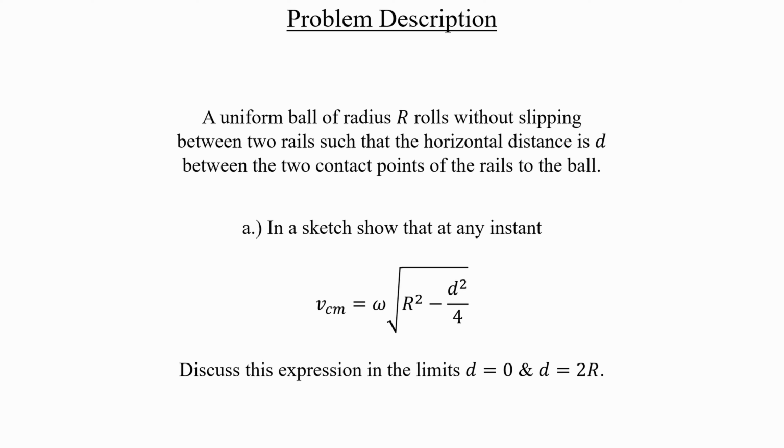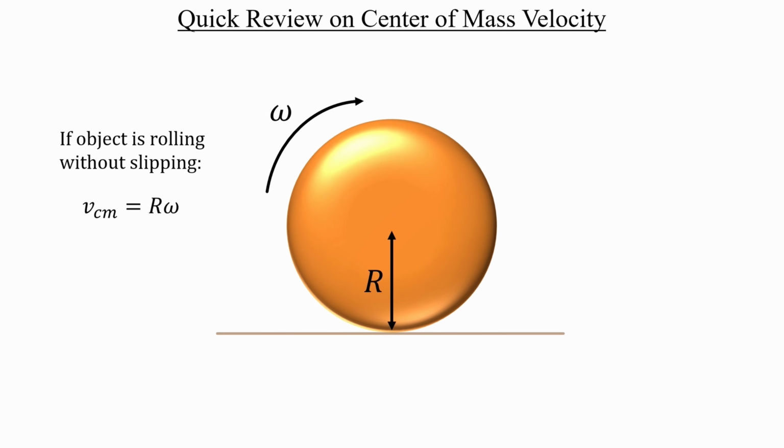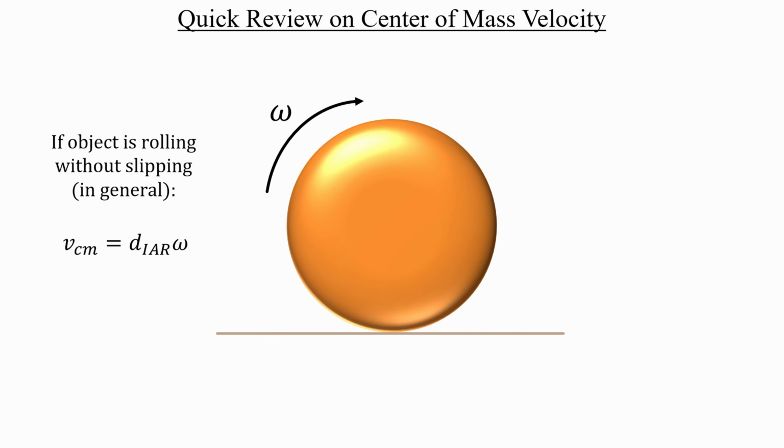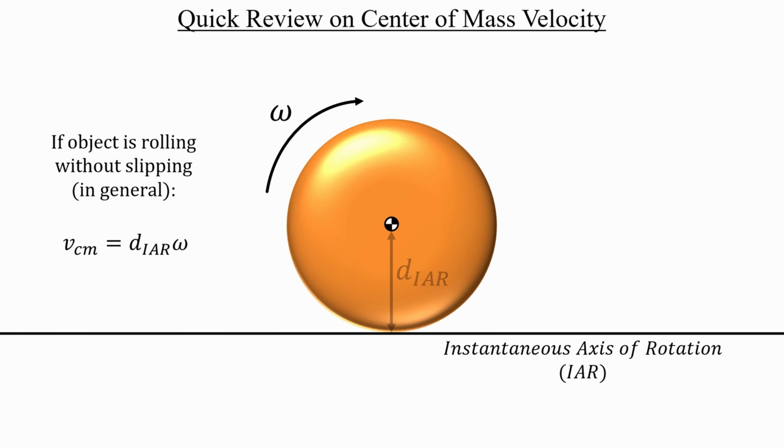Before we start our sketch, there's something important that we need to be aware of. Unfortunately, rolling this ball along these rails is not the same as rolling it on a flat surface. So we'll need the more generalized form of this equation. This states that the center of mass velocity is the product of d_IAR and omega, where this d_IAR variable represents the distance between the center of mass of our object and the instantaneous axis of rotation.